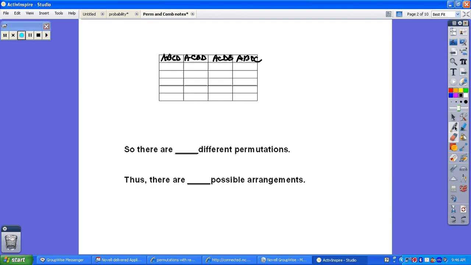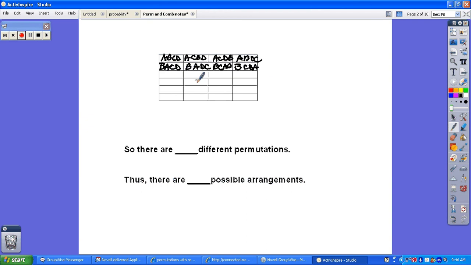Now let's do another one. So instead of A being first, let's let B be first. And so B, A, C, D. And then let's do B, A, D, C. And then B, C, A, D. And then B, C, D, A. And then let's do A, D and then B, D.